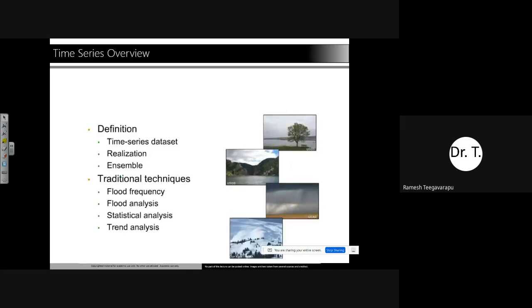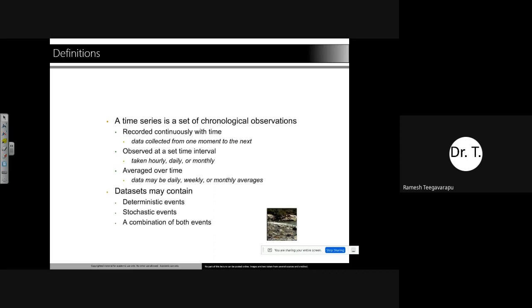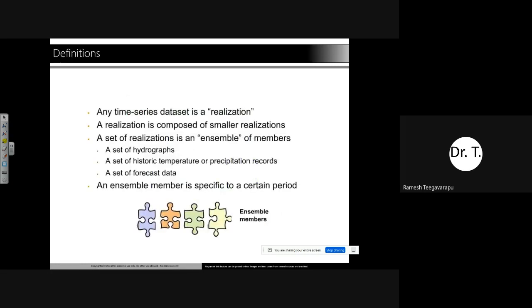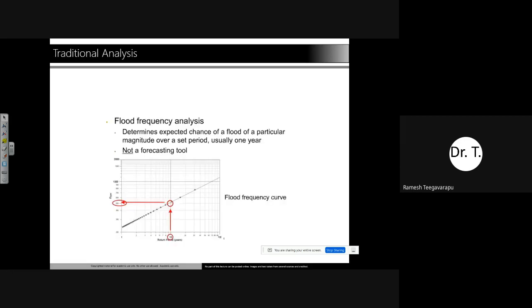So again, when you're looking at forecasting, we look at flood frequency analysis, flood analysis, statistical analysis, trend analysis, and we know that time series analysis is required for forecasting, and then you can have different combinations of events, both deterministic and statistical. So here's an example of a time series hydrograph. And a time series is what we call a realization. A set of realizations is called an ensemble of members. For example, a set of hydrographs or a set of historical precipitation records and so on.